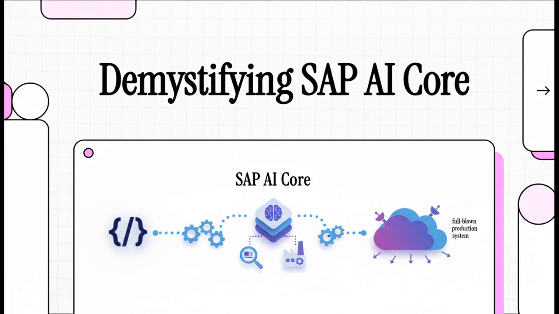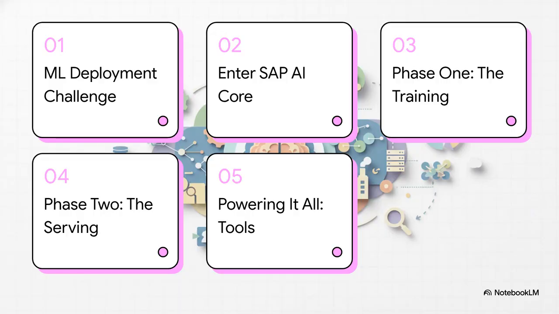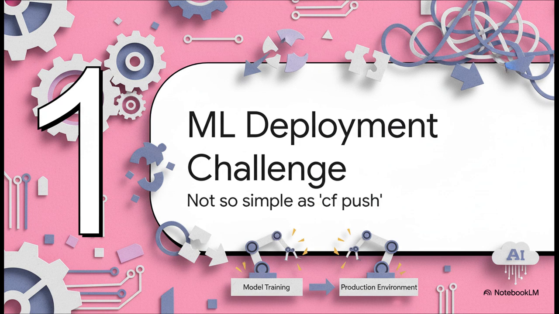We're going to follow the journey of your code, from just a script on a laptop all the way to a full-blown production system. All right, here's how we're going to tackle this. First, we've got to understand the problem. Why is deploying machine learning so hard in the first place? Then we'll see how SAP AI Core steps in as the solution. We'll break down its two big phases, the training part and the serving part. And to wrap it up, we'll peek under the hood and see what open source magic is really powering this thing.